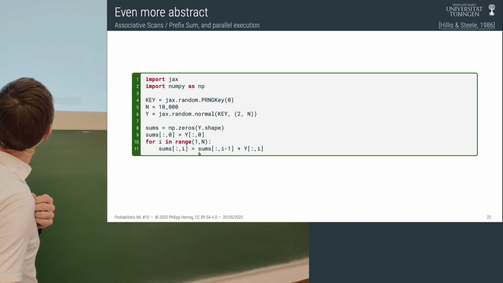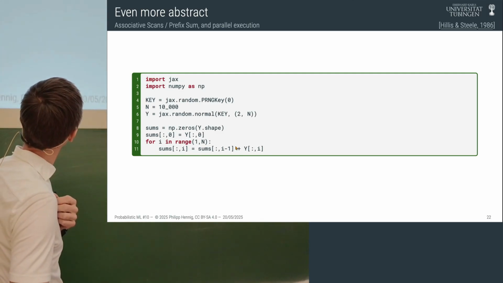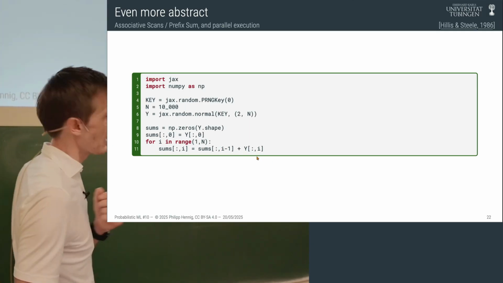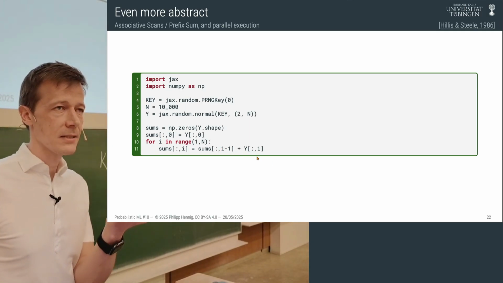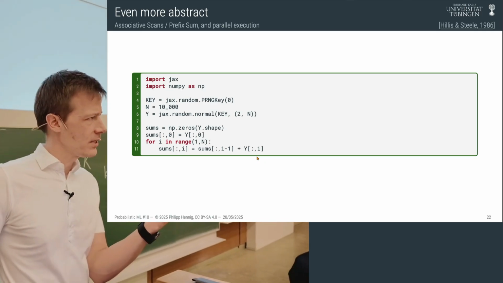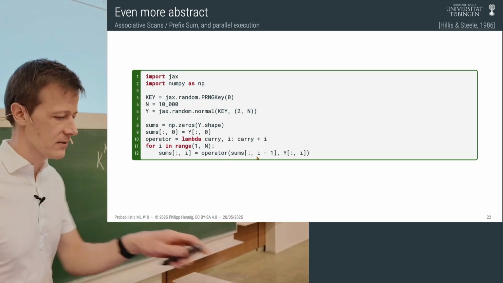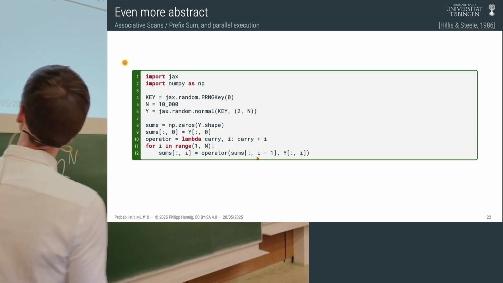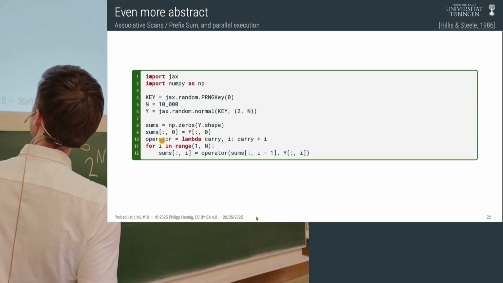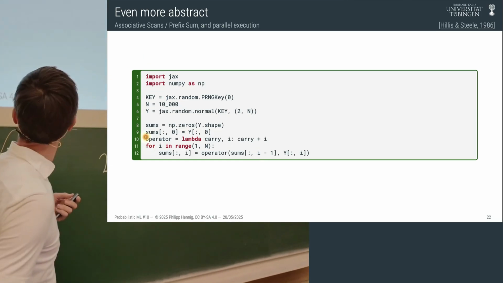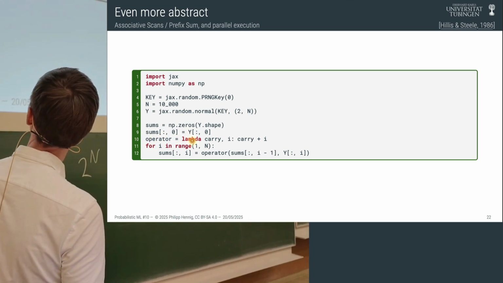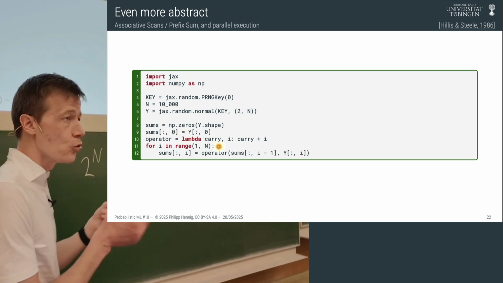Because what's happening here, if I look at this line, you see that it only involves the index I-1 and I. Right? So there's some kind of local operation happening. Okay? So I could fancily rewrite this, saying I'm defining the operator. That operator is a lambda function that depends on 2 objects.